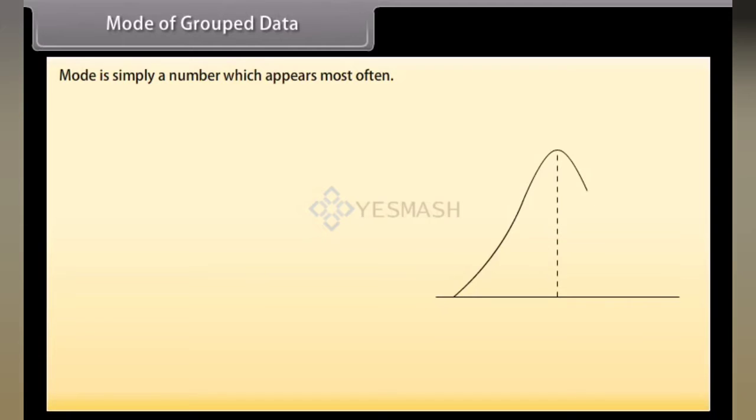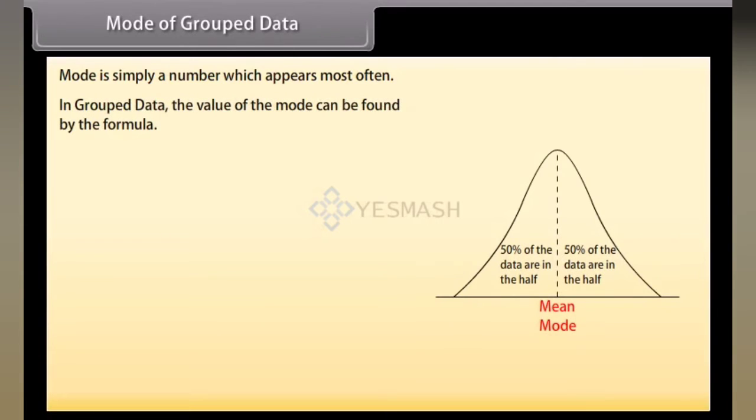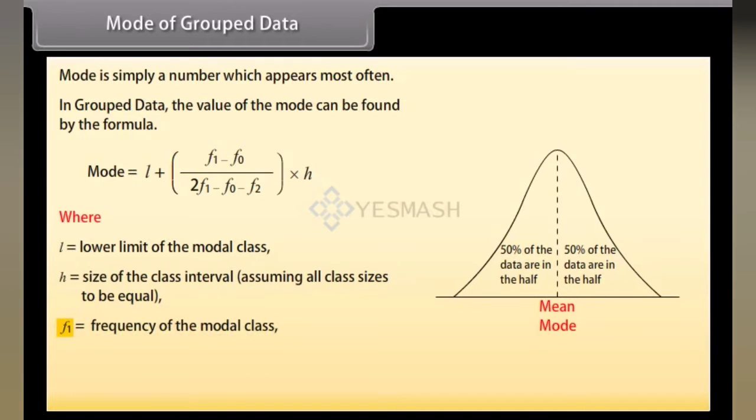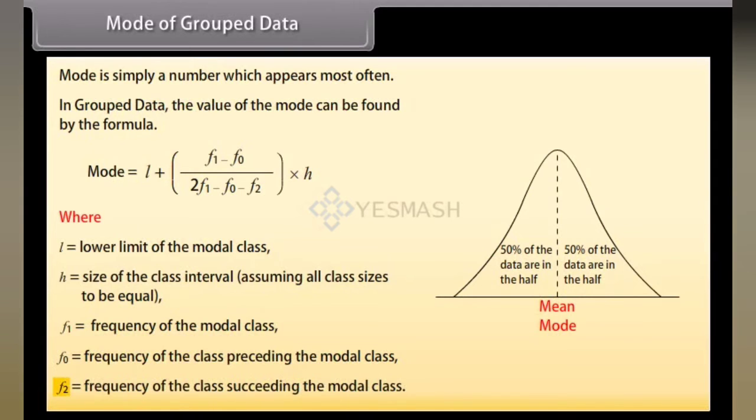Mode of grouped data. Mode is simply a number which appears most often. In grouped data, the value of the mode can be found by the formula as given below: L plus F1 minus F0 divided by 2F1 minus F0 minus F2, multiplied by H, where L is equal to lower limit of the modal class, H is equal to size of the class interval, assuming all class sizes to be equal. F1 equals frequency of the modal class. F0 is equal to frequency of the class preceding the modal class. F2 is equal to frequency of the class succeeding the modal class.